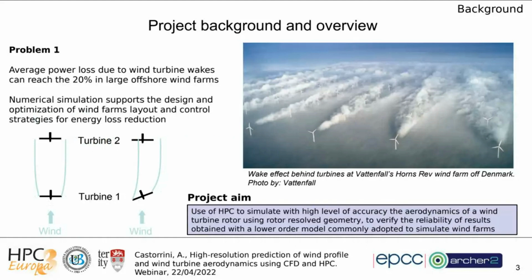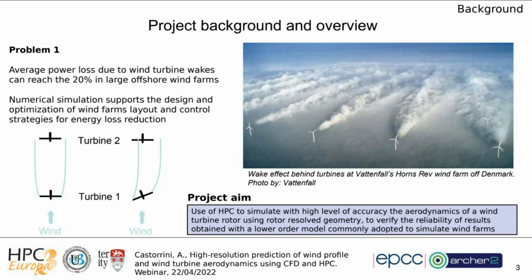So to give you a fast overview of the project and aims, let's say that this project had two main issues that were addressed during this simulation work. The first is correlated to the study of the wakes and the wind turbine aerodynamics in the wind farm.